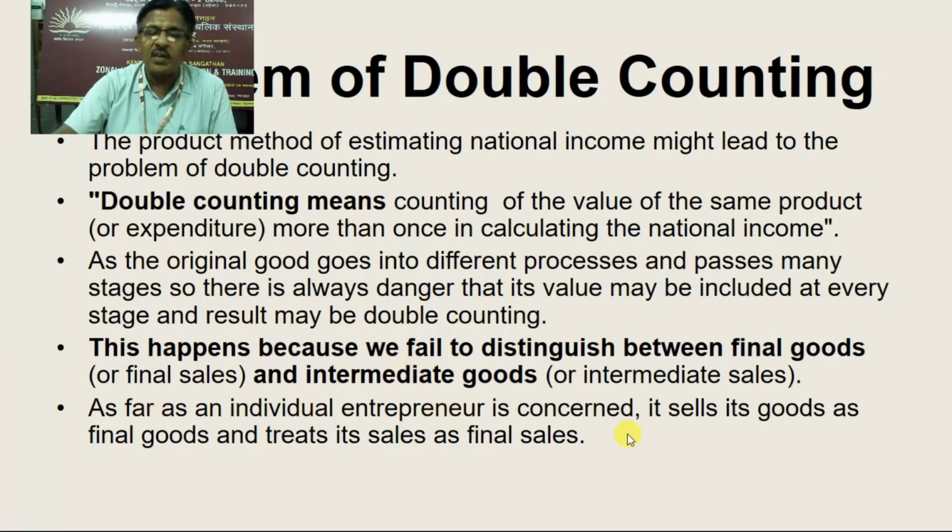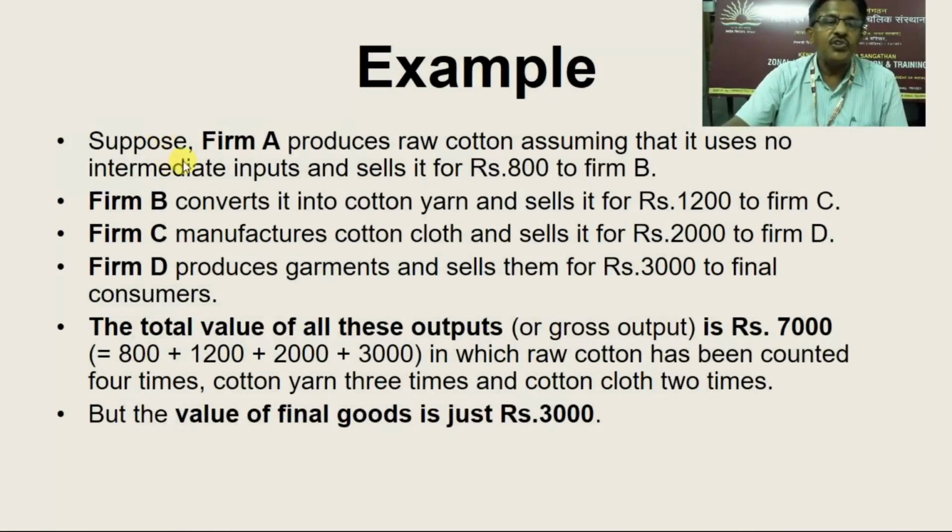As far as an individual entrepreneur is concerned, it sells its goods as final goods and treats its sales as final sales. Example, suppose Farm A produces raw cotton, assuming that it uses no intermediate inputs, and sells it for rupees 800 to Farm B. Farm B converts it into cotton yarn and sells it for rupees 1200 to Farm C. Farm C manufactures cotton cloth and sells it for rupees 2000 to Farm D. Farm D produces garments and sells them for rupees 3000 to final consumers.